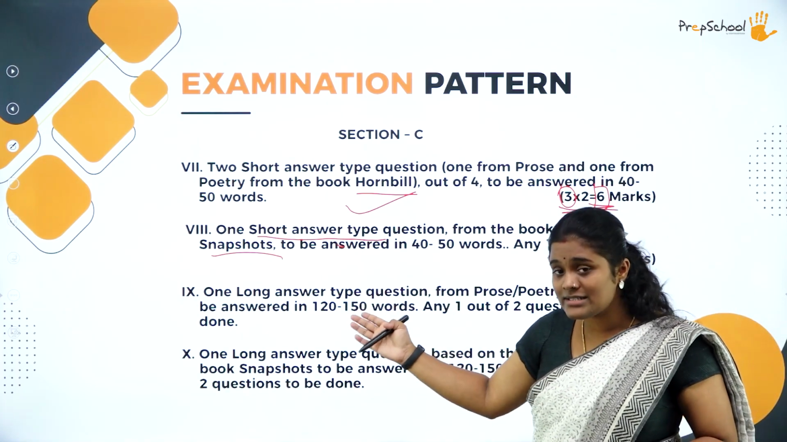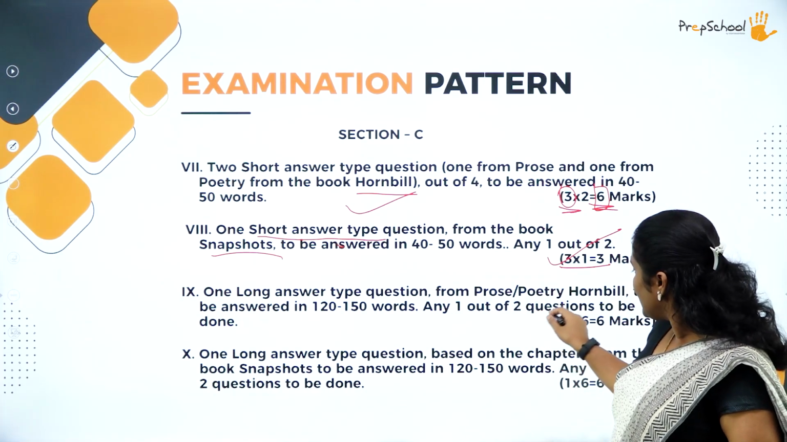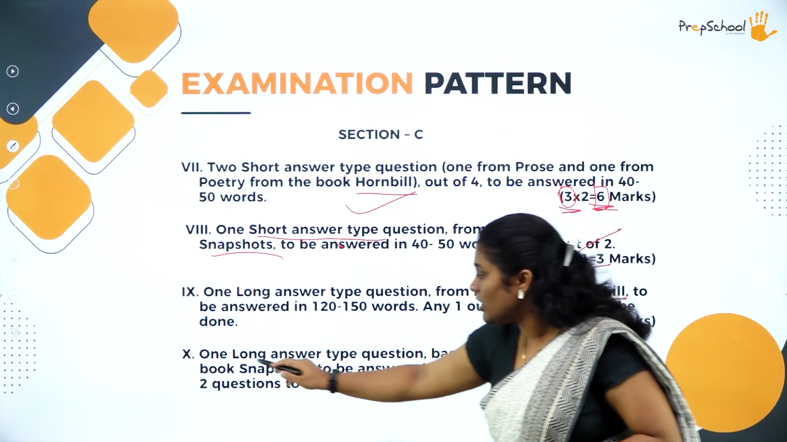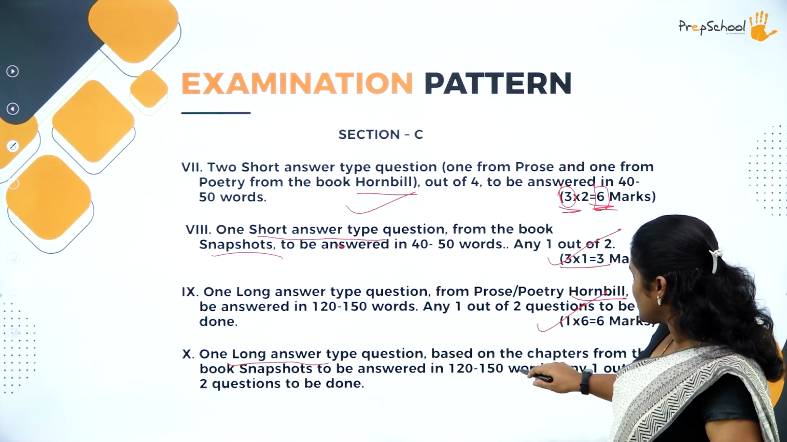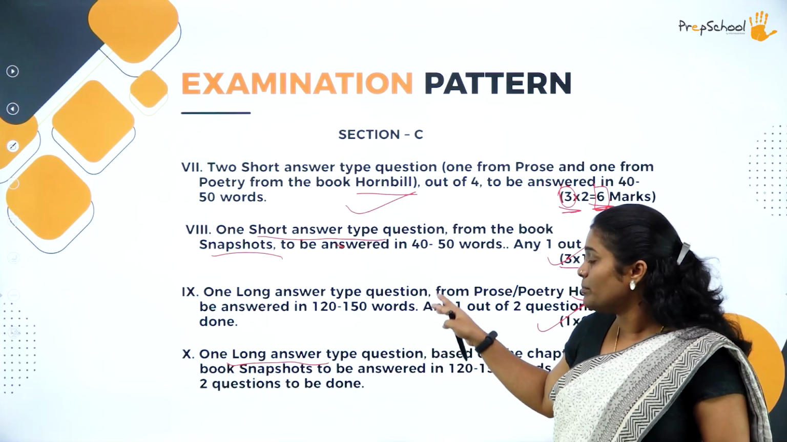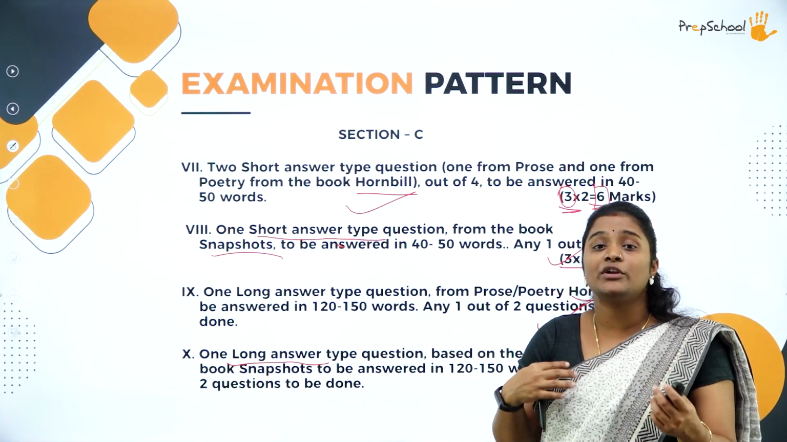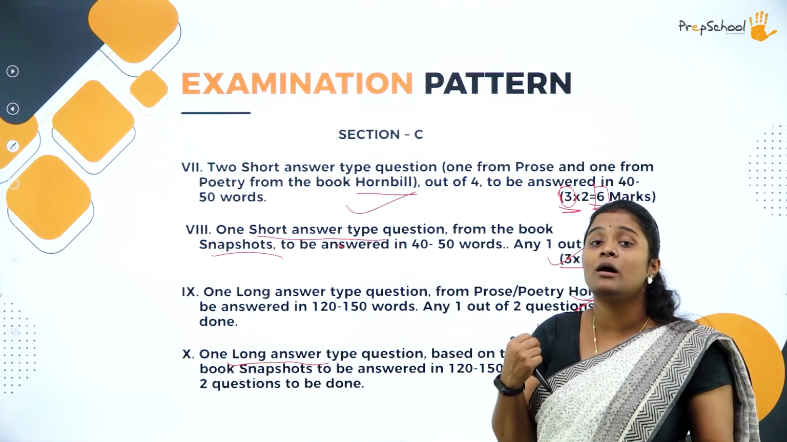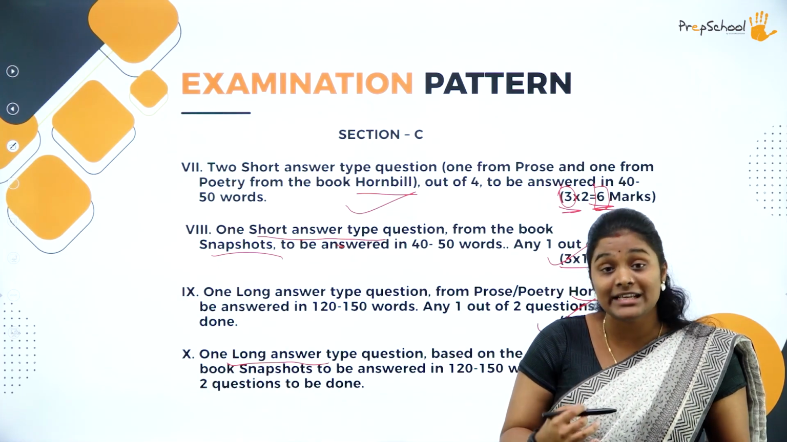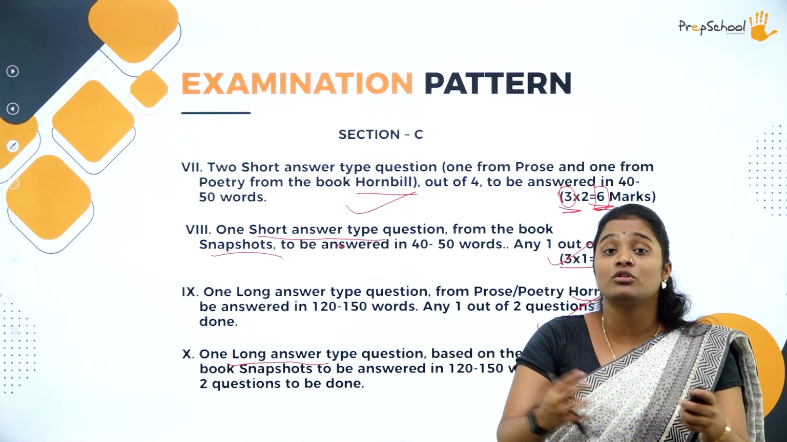Then there is a long answer type question from your Hornbill textbook, which will give you 6 marks. And another long answer question from your textbook Snapshot, which is also for 6 marks. This could be either from prose or from poetry, referring to an event that has happened, asking you to infer the meaning of the poem, what was happening in the poem. It could be based on all of this.